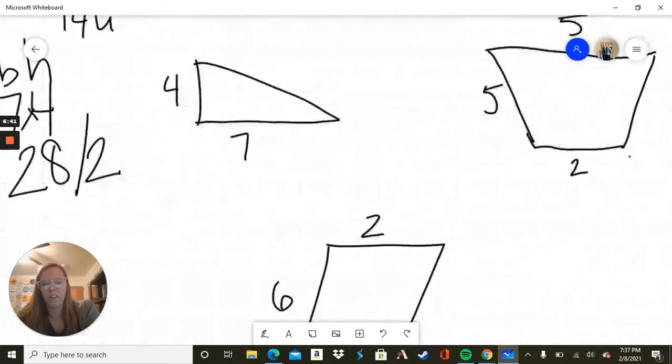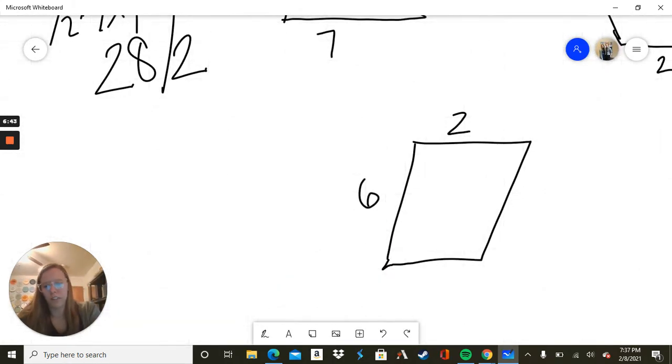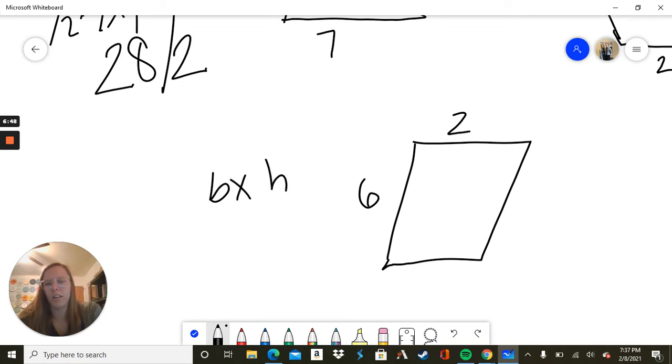Okay. Now we're going to go down here and do the parallelogram first because it's a little easier. So we have base times height. Our base is 2. Our height is 6. It's 12 units squared.